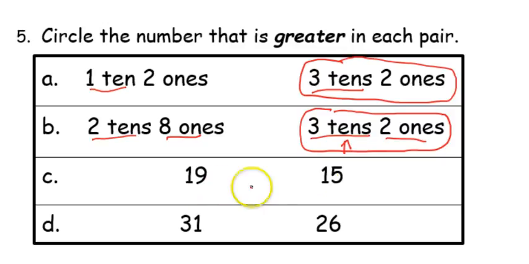In the next problem, I'm comparing 19 to 15. They both have 1 10, so let's compare their 1s. The first number is 9 1s compared to 5 1s. Since 9 is greater than 5, 19 is greater than 15. And in problem D, I have 31 and I'm comparing it to 26. I have 3 10s and I'm comparing it to a number that only has 2 10s. So it doesn't matter how many 1s they have, 31 is automatically the greater number because it has more 10s.